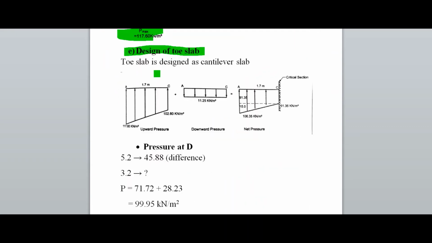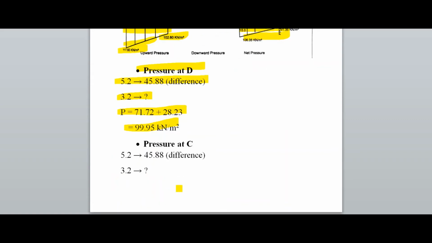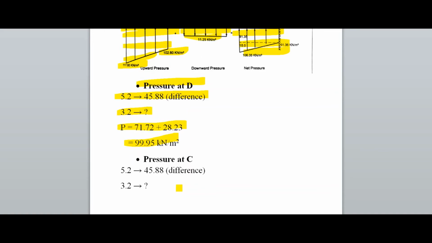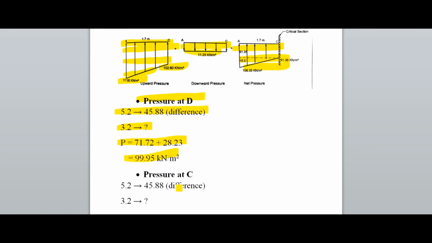The design of toe slab. So the toe slab is designed as a cantilever slab. Here is a force, here is the same figure, same diagram, right? So pressure at D is 99.95 kN per meter square.